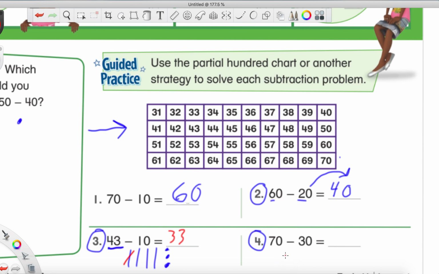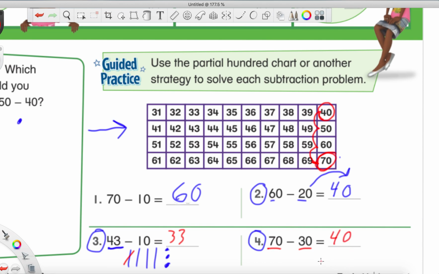Okay, and for number 4, we have 70 minus 30. Again, if we want to use the 100 chart, because I know a lot of friends like to use it, you find the total first, which is 70, and then you're going to take away 30. So let's start jumping up, because we're taking away, so we jump towards those smaller numbers going up. And we're going to do that until we count to 30 by tens. Ready? And 10, 20, and 30. So we landed on 40. So that is our answer. 70 minus 30 is 40.